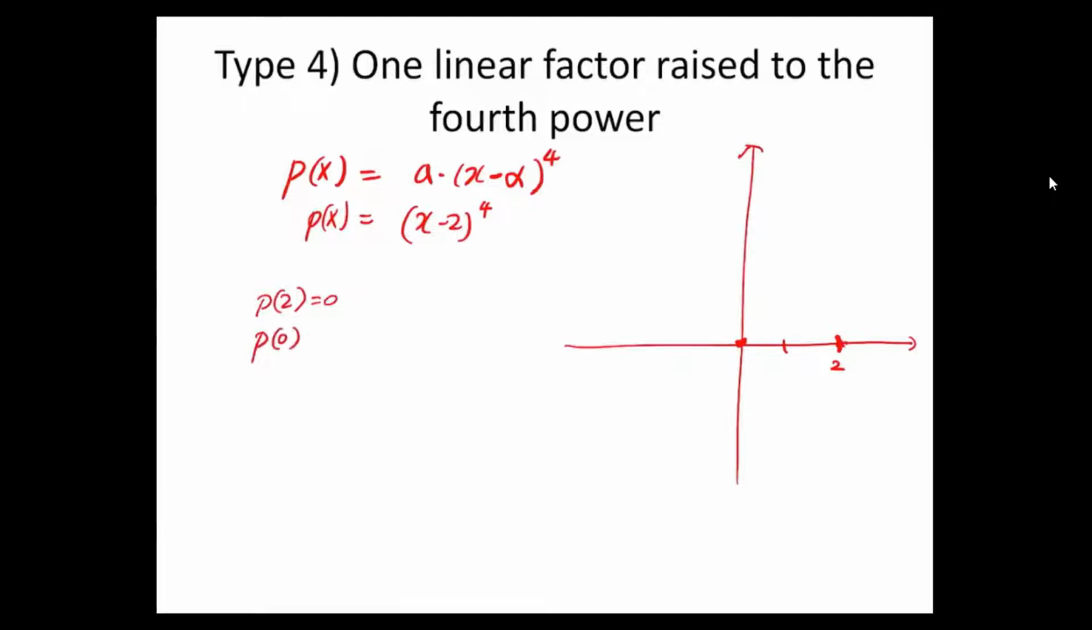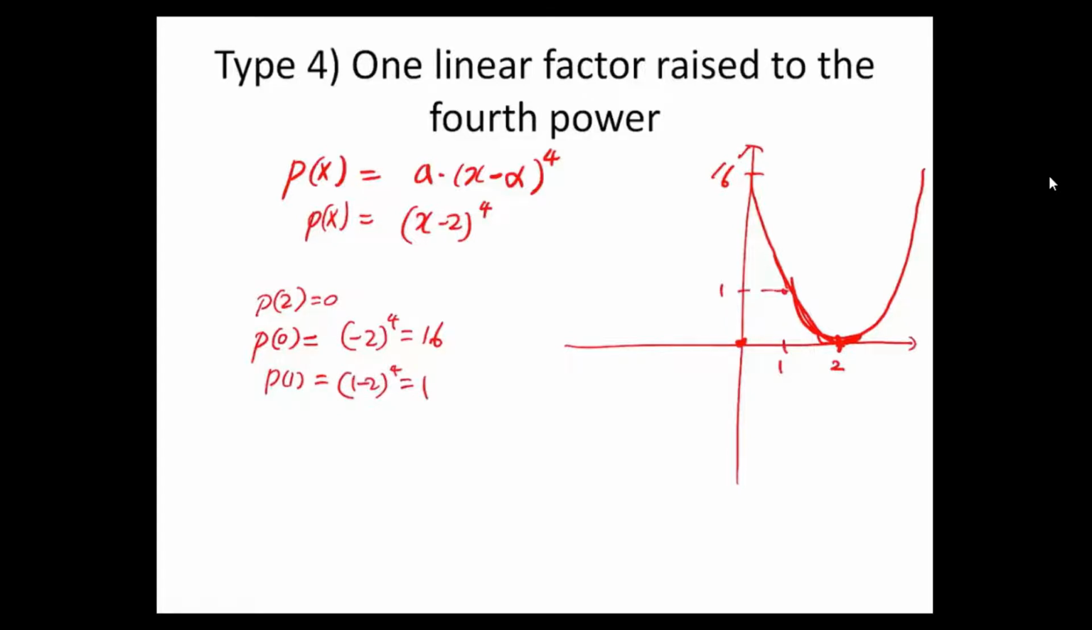And then when you plug in 0, because I'm just curious about the y-intercept, when x is 0, I have negative 2 to the 4th power, which is 16. So I hit 16 right here. So it's going to look kind of like that, right? It's kind of flat around the 2, flatter. And then when you have 1, just to be more accurate, 1 minus 2 to the 4th power makes it 1. So you hit 1 and 1.